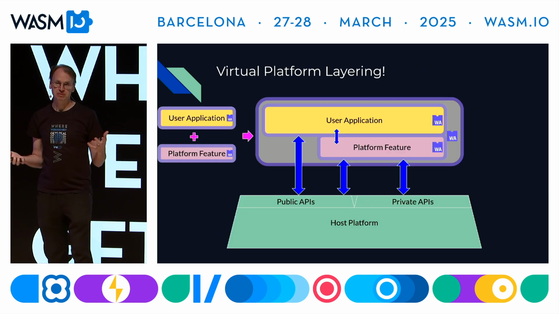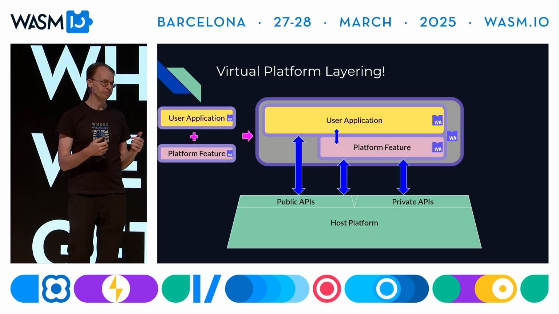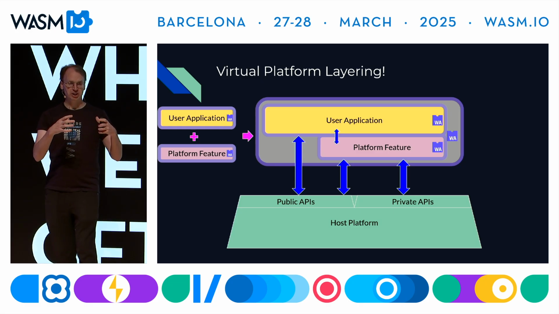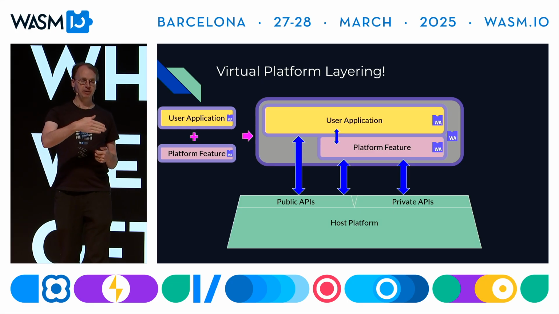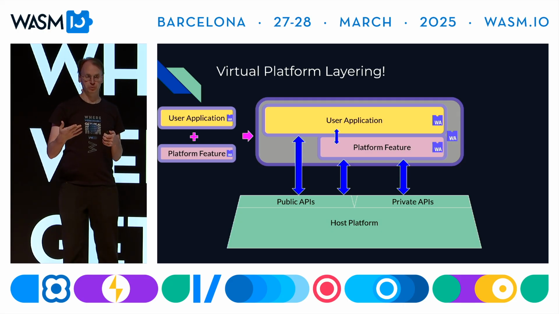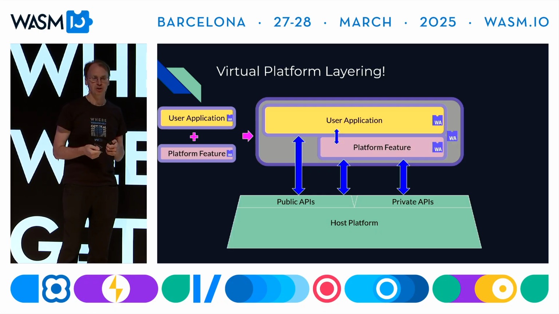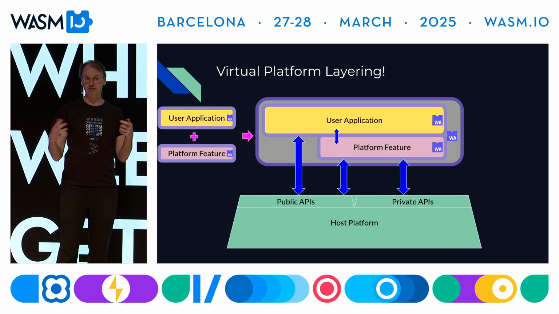And we can use this to implement virtual platform layering. So we take our user application, we link it with the platform feature, we produce this combined result, and now what we have is a component where the user application can talk to public APIs, but only the public APIs. It can't reach the private APIs. And it's directly linked with the platform feature, which can also talk to public APIs, but also has access to the private APIs. So now, because we've preserved isolation, the user application can't get directly to the private APIs.